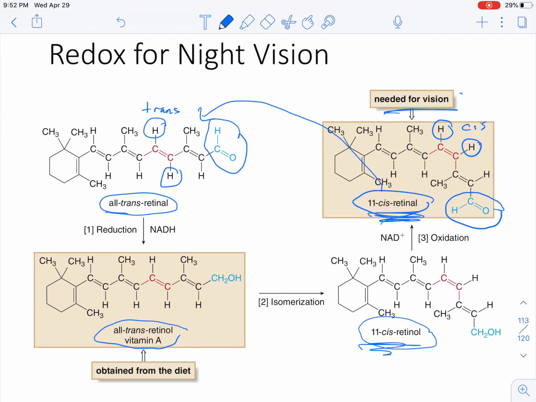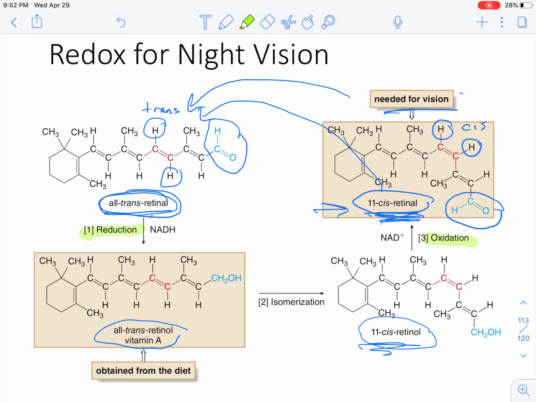And so what's going to happen is your 11-cis-retinal is going to be consumed, and it's going to produce an all-trans retinal. And so for you to replenish the 11-cis-retinal, which is needed for night vision, you're going to take the product, which is the all-trans retinal, and you're going to convert it back into 11-cis-retinal. And this is done through 2 steps.